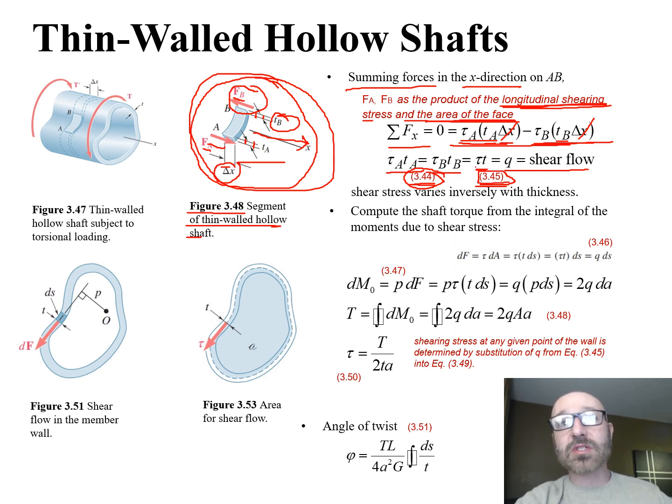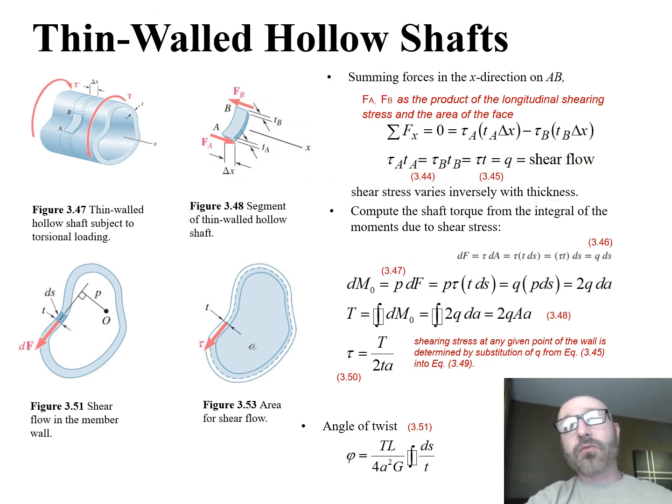And why we're left with just a tau times t right there? Well, if tau A times t A is equal to tau B times t B, there's no real need for these indices A and B. We're just left with tau times t, which again from equation 3.45 in our textbook is equal to that shear flow. And what we can see from this is that our shear stress varies inversely with thickness by this relationship.